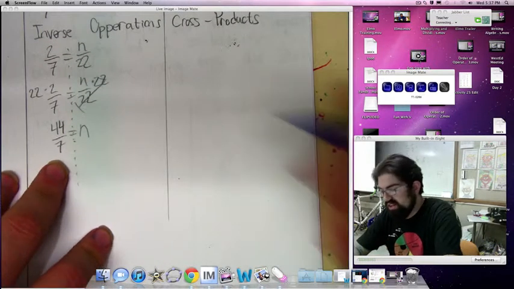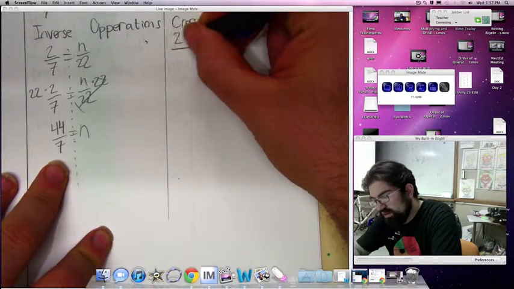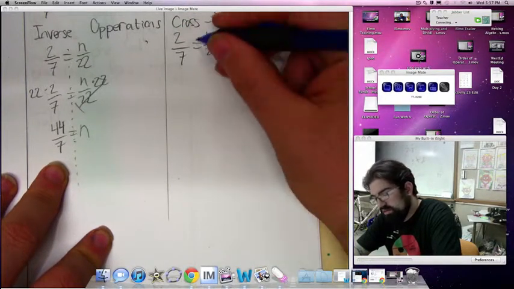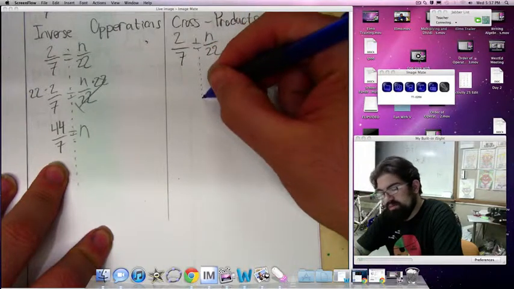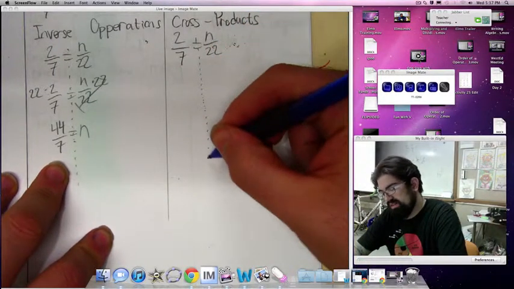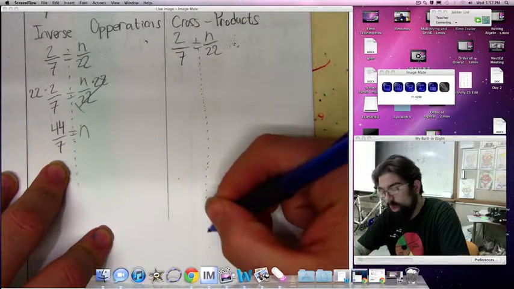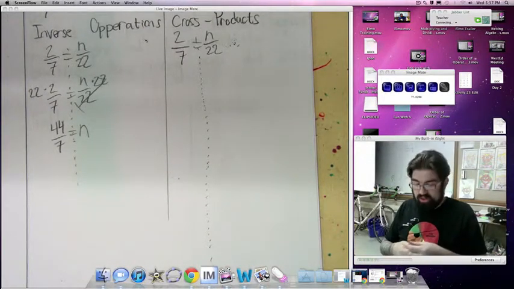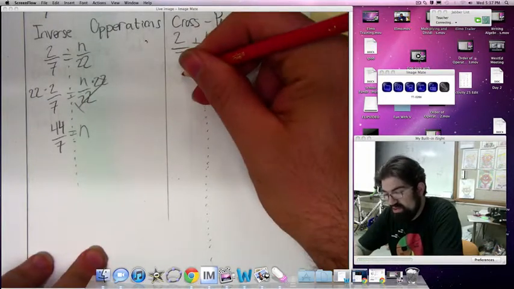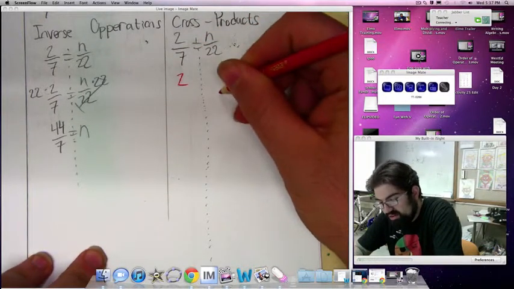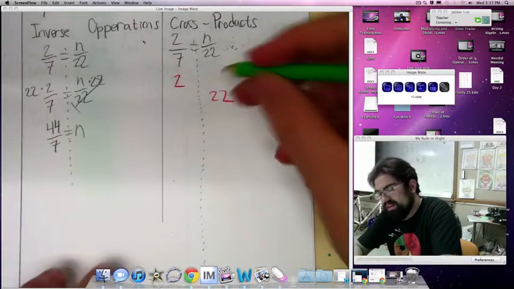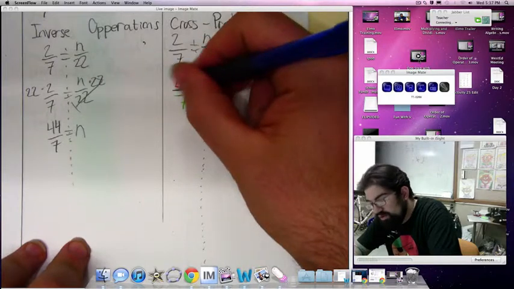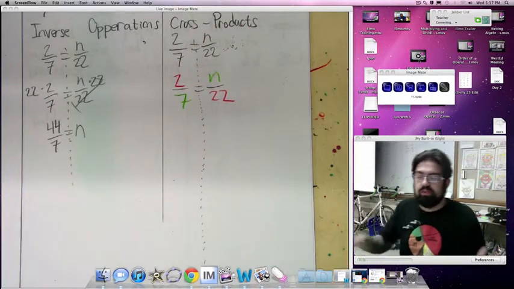Let's do cross products now. I start the problem. Sorry, movie clip type audio just started in, and that's a horrible balance line. I apologize. I'm going to do the color code thing probably for the rest of the quarter. That's 2. That's going to be 22. That's 7. That's n. 2 over 7 is equal to n over 22. Very Christmassy.